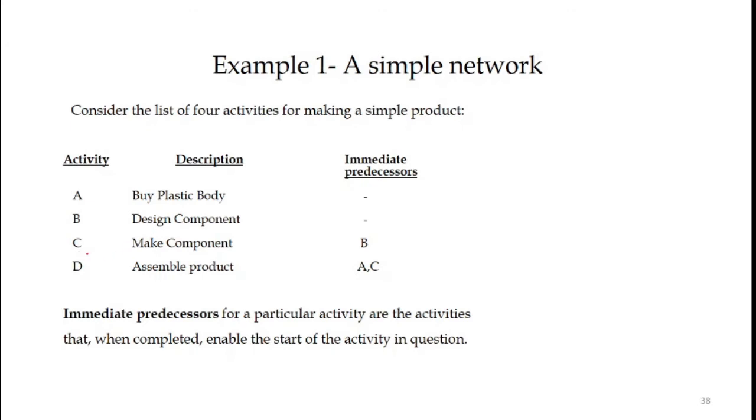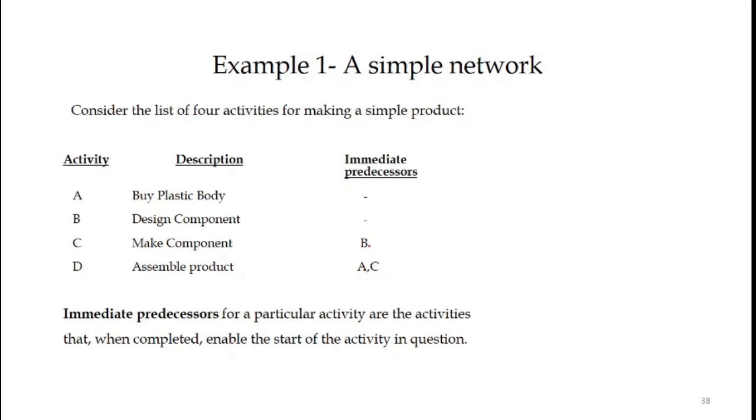Then there is an activity C, make component. It has an immediate predecessor B. So that means we can start activity C only once activity B is completed. So it will be following B. And finally, activity D is assemble product. It has immediate predecessors A and C. So D can only start after we have finished activities A and C.